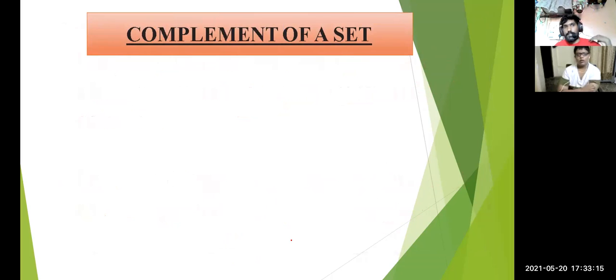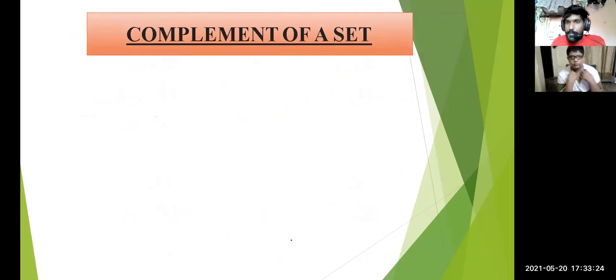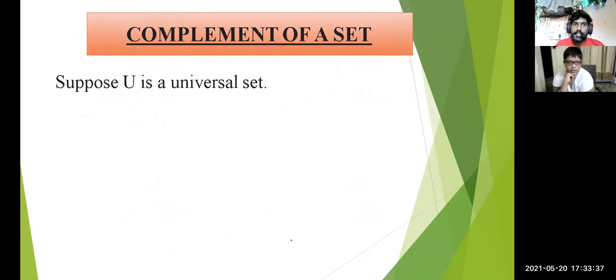Okay. Next, we'll see complement of a set. What is a complement? So we studied two main things. First one was subset. Second one was universal set. For subset, if A is a subset of B, then every element of A should be in B. Now let's see the complement of a set.